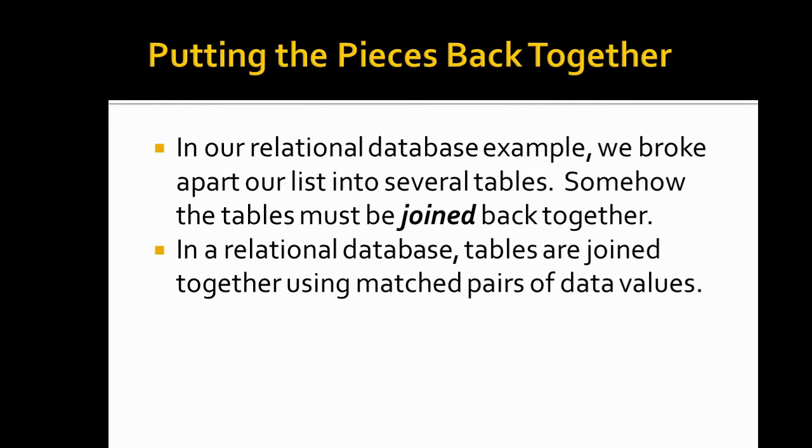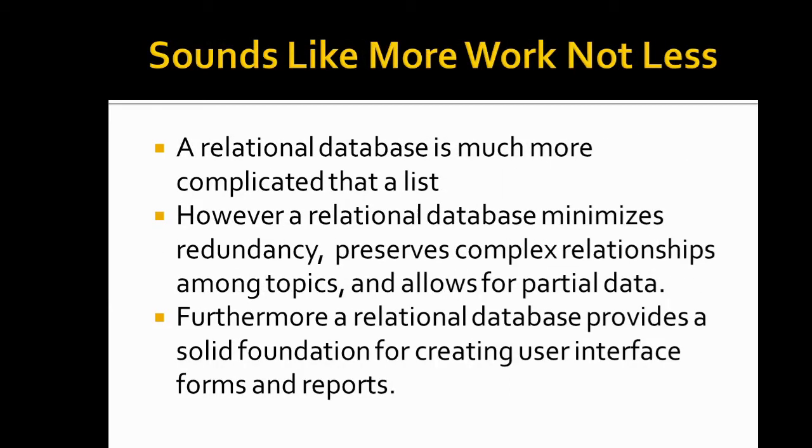Putting the pieces back together. In our relational database, for example, we broke apart our list into several tables. Somehow the tables must be joined back together, and you will be learning more of this as you go on. In a relational database, tables are joined together using matched pairs of data values. So we separate them, but we can also join them later. But we are not going to join them physically, only a logical joining of the tables. With that, we separate them, then we join, so it sounds like more work and not less.